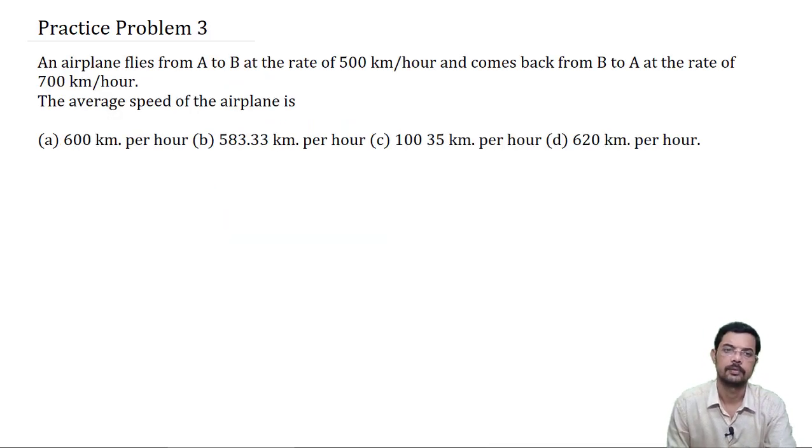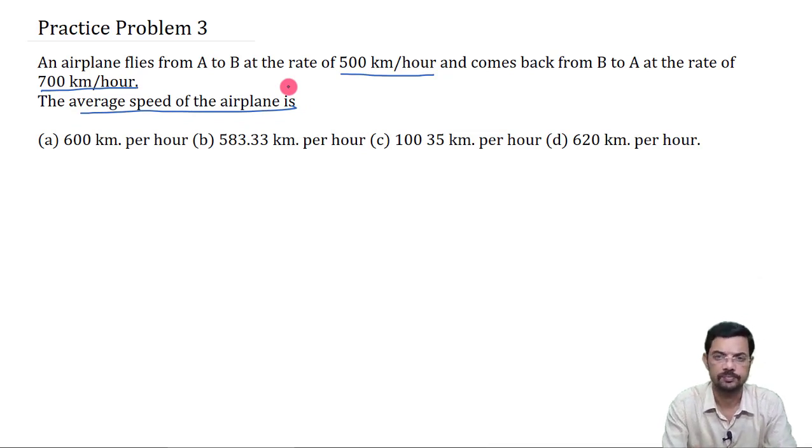Next problem. Next problem is a very important problem. It's related to speed, distance and time. An airplane flies from A to B at the rate of 500 kilometers per hour and comes back from B to A at the rate of 700 kilometers per hour. The average speed of the plane is dash. We consider here that the distance is constant. From A to B or B to A, the distance remains constant. Now the speed is changing with respect to time.